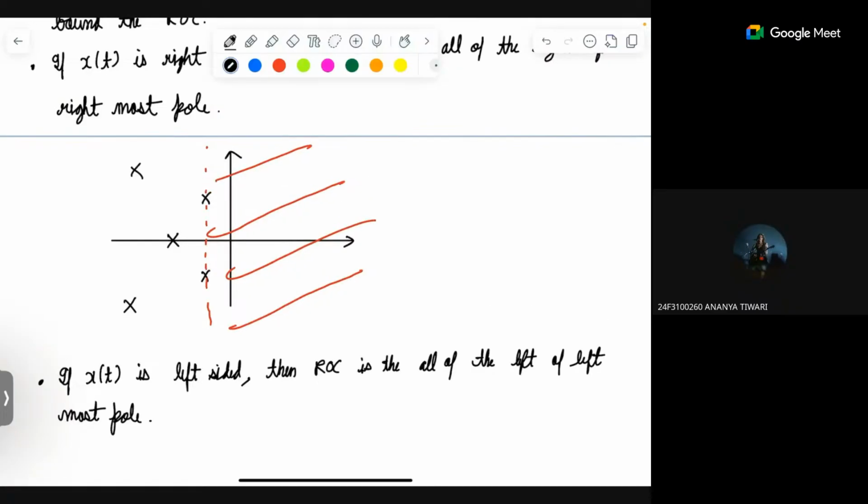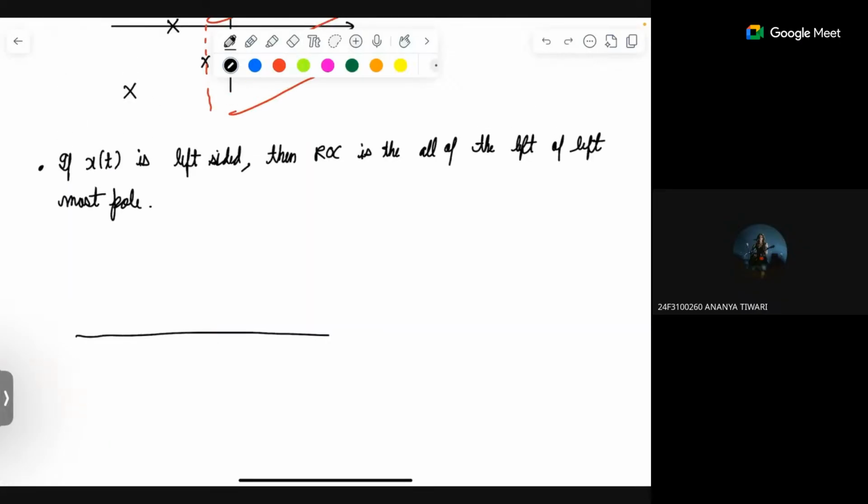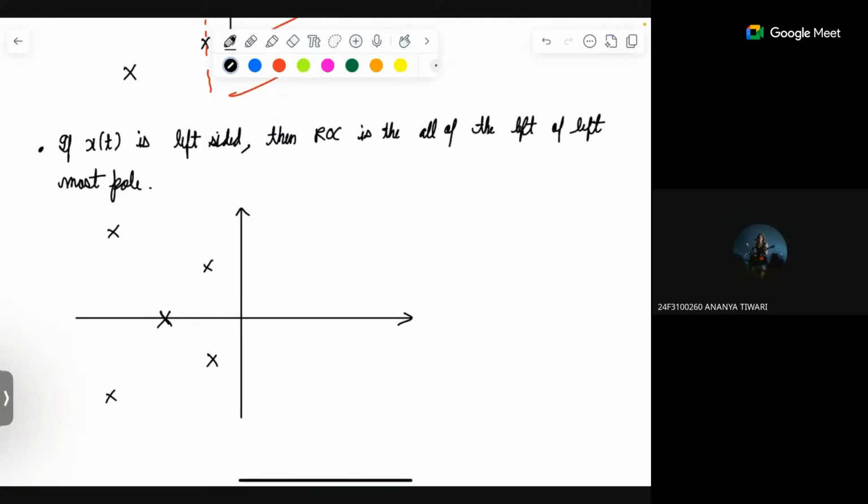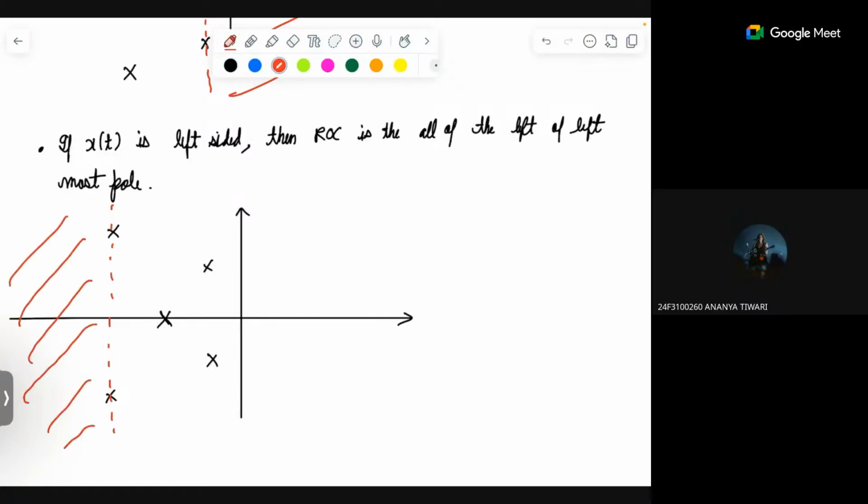A few minutes back we said that the ROC of a right-sided signal is right-sided. We can see this here also. And for left-sided, the ROC should be left-sided. So if x(t) is left-sided, then the ROC is all of the left of the leftmost pole. Are you able to see that these are the leftmost poles? So the ROC is to the left. This is my ROC if x(t) is left-sided.